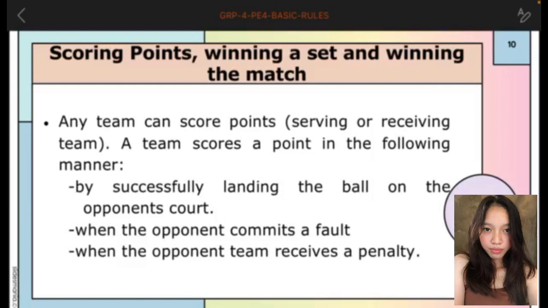And then third, when the opponent team receives a penalty. So if ever I am going to serve, ako sa serving team, I'm going to serve the ball. Pag-serve nako, na-receive nila. And if pag-receive nila, imbis kay i-touch ang ball, imong upat. So that is a penalty.